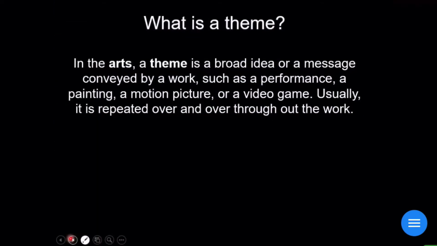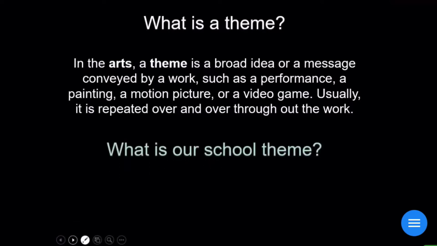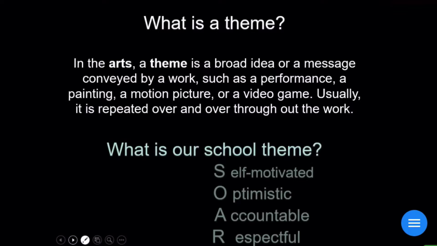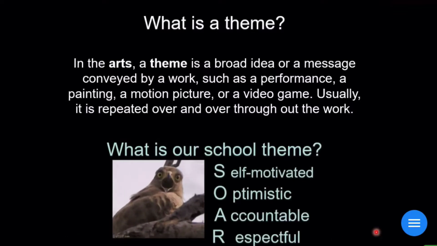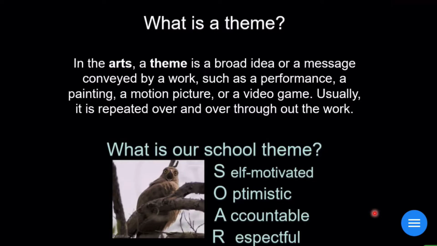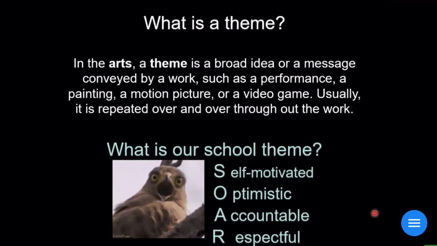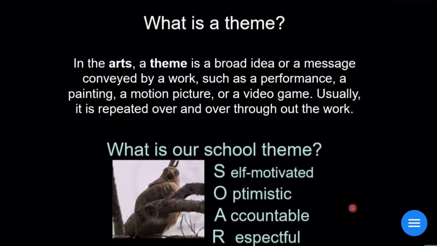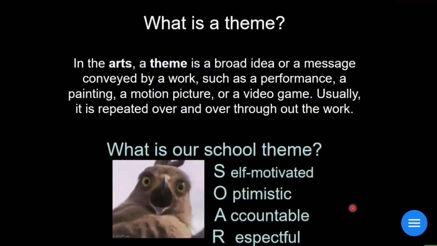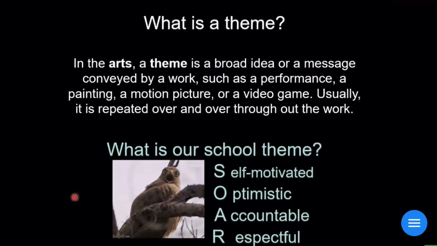First thing, what are themes? So in arts, a theme is a broad idea or message conveyed by a work, such as a performance, a painting, a motion picture, or a video game. Usually it's something that's repeated over and over throughout the work. So what's our school theme? So our school theme is, of course, we are the Seahawks. S stands for self-motivated, O stands for optimistic, A is for accountable, and R is for respectful. We are soaring into success with our school theme.